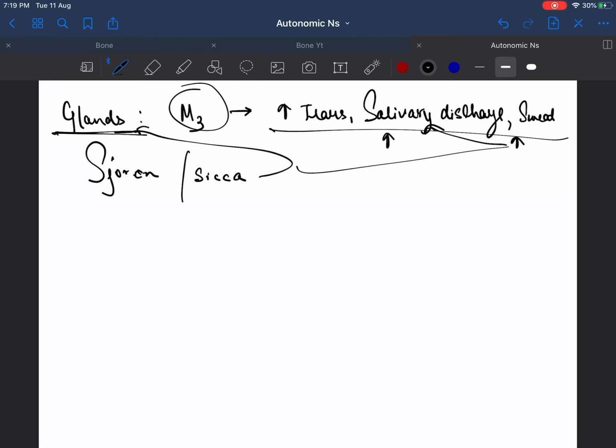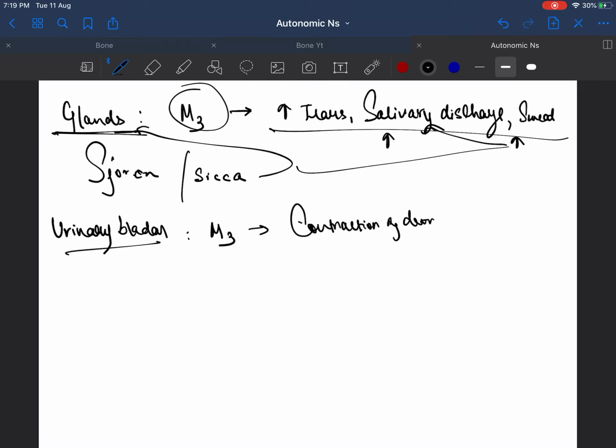Okay, so what happens in the urinary bladder? Obviously here also there is M3 present, and it will lead to what? Contraction of the detrusor and relaxation of the trigone, which will lead to what? More urinary discharge, excess urine outflow.